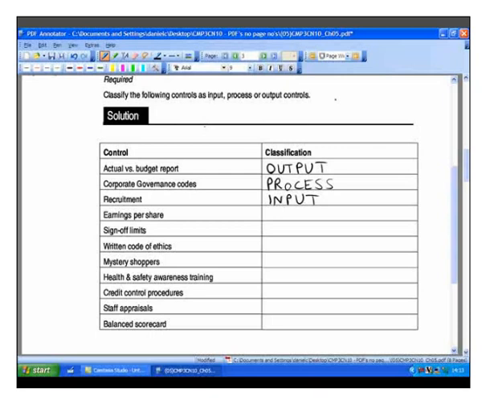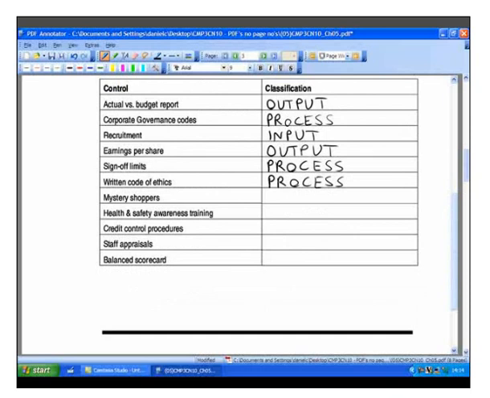If you are recruiting the right people to the organisation, you are reducing risk very significantly. Earnings per share is an output control, measures what the overall performance financially of the organisation is, whether things are going well or not at the very highest level. Something like sign-off limits are a process control, ensures that if the right person is signing off payments, therefore you will reduce risk. Having a written code of ethics is also a process control.